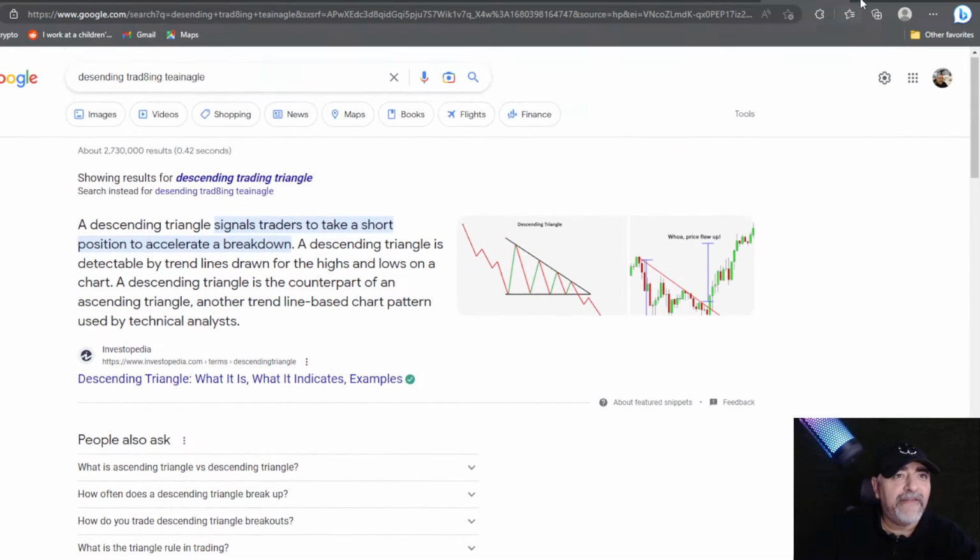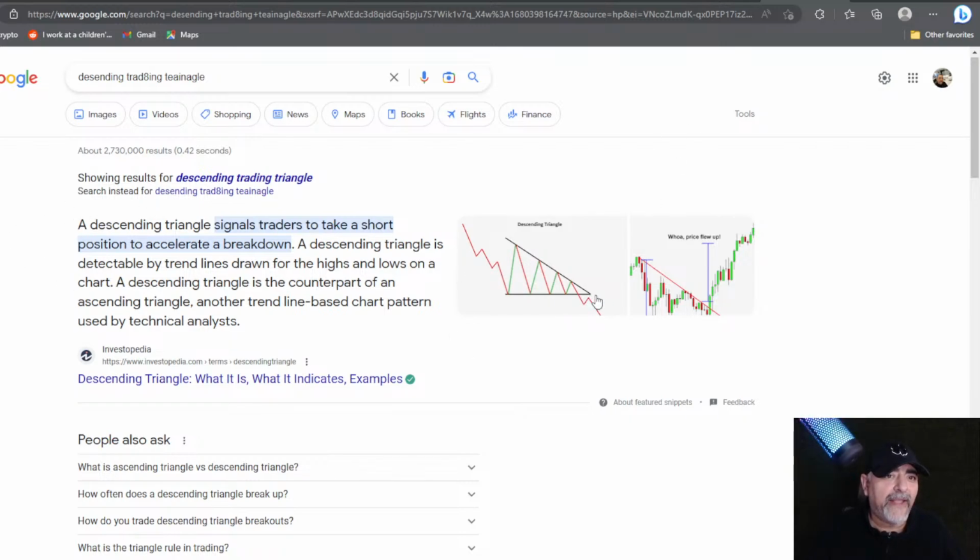So basically a descending triangle, right? Take a look here. A descending triangle signals traders to take a short position to accelerate a breakdown. A descending triangle is dissectable by trend lines drawn from the highs and the lows on a chart. Descending triangle is a counterpart of an ascending triangle, another trend line based chart pattern. A descending triangle signals the traders to take a short position, right? You guys see that right there? That's basically how you can take a look there.